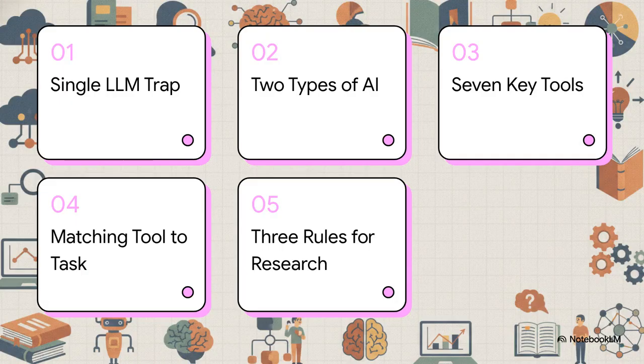Here's our roadmap for today. 1. The single LLM trap. 2. The 2 types of AI. 3. The 7 key tools. 4. Matching the tool to the task. And 5. 3 rules for research.